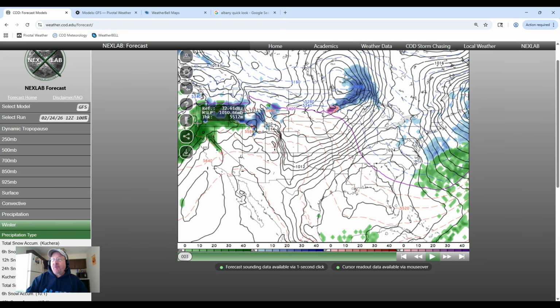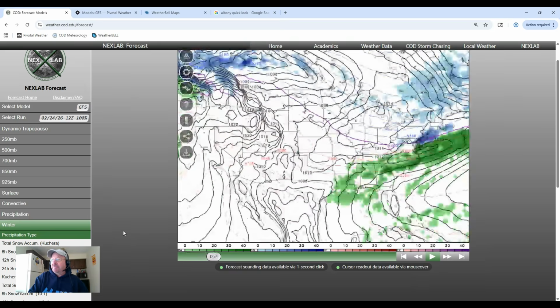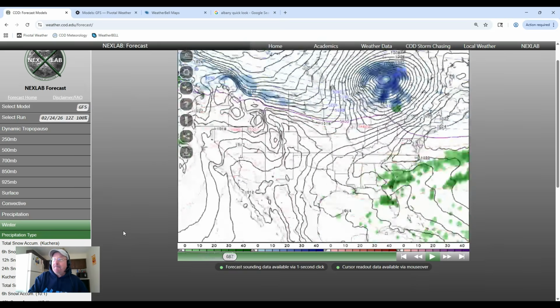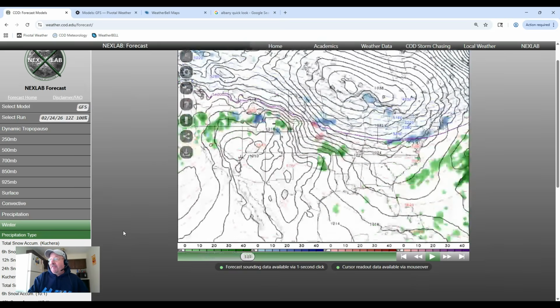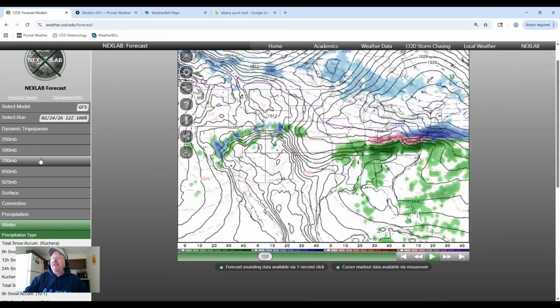The green is rain, the blue is snow, this purple here would be freezing rain and sleet. So you can just kind of take it out for the next 84 hours on this particular model, and it'll show you what it thinks is going to happen. Now, all this is based, again, on what's happening in the upper levels that translate down to the surface. So let's just kind of take a look.